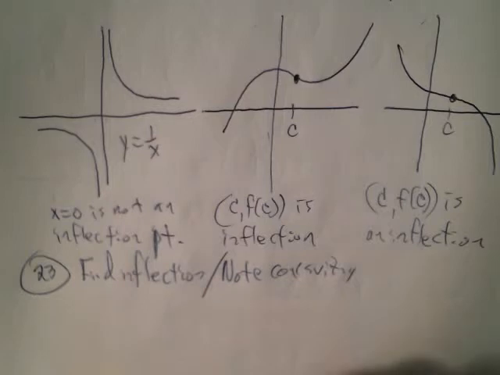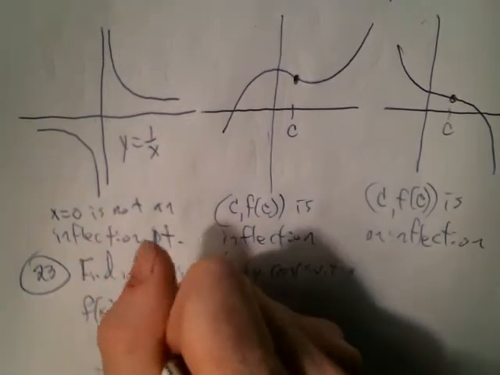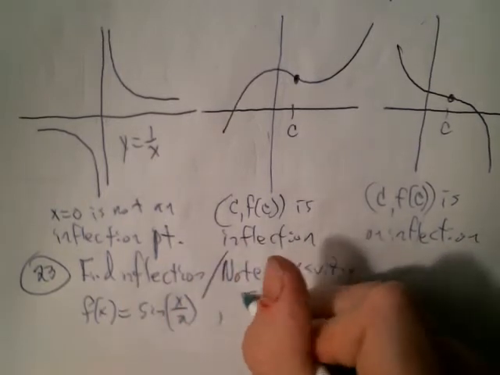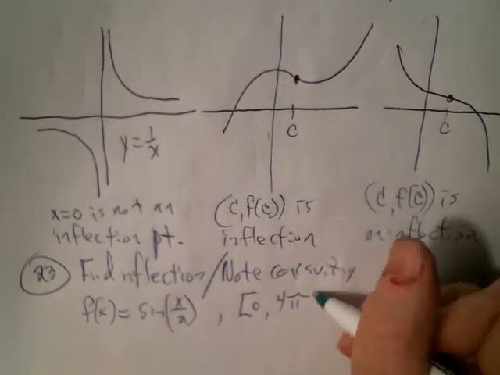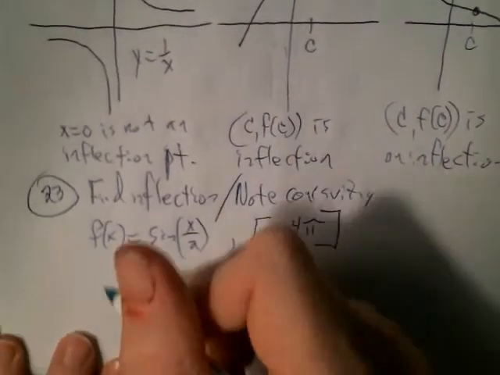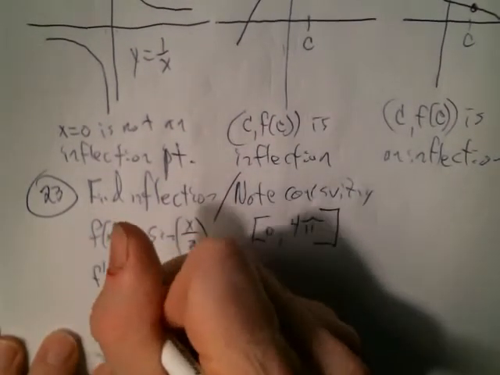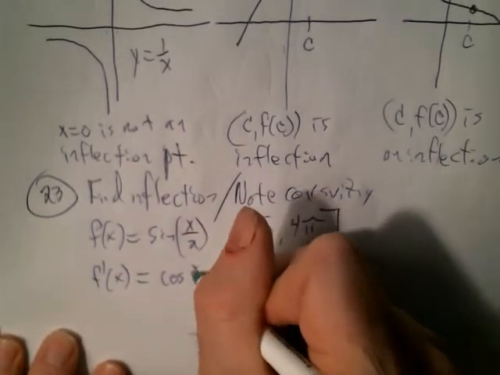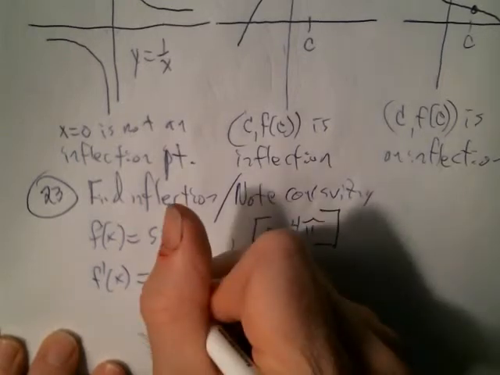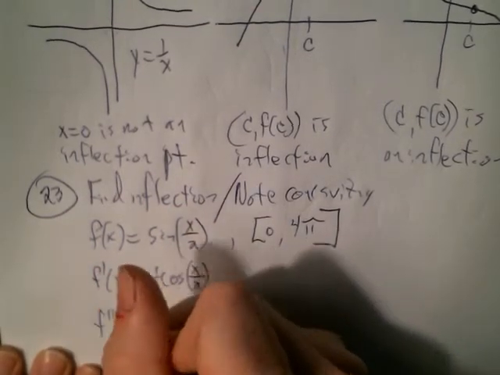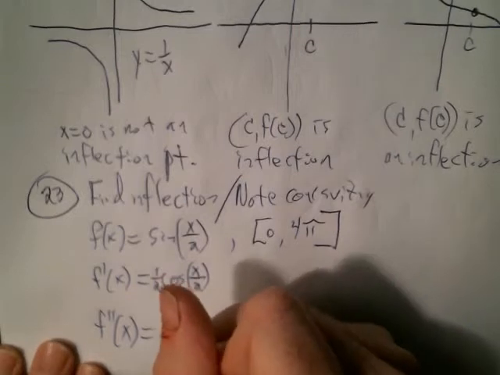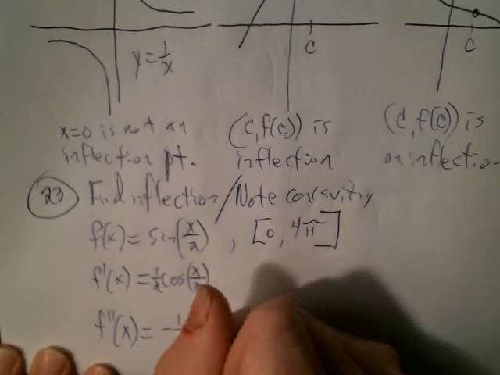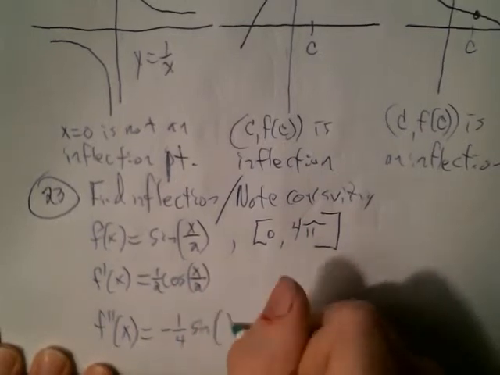The function f of x is sine of x over 2, and we're restricted to the interval from 0 to 4 pi. Alrighty then, I need to know the second derivative. f prime of x is equal to cosine of x over 2 times the derivative of x over 2, which is 1/2. And then f double prime of x is going to be negative 1/2 sine of x over 2 times 1/2 again. So that'd be negative 1/4 sine of x over 2.